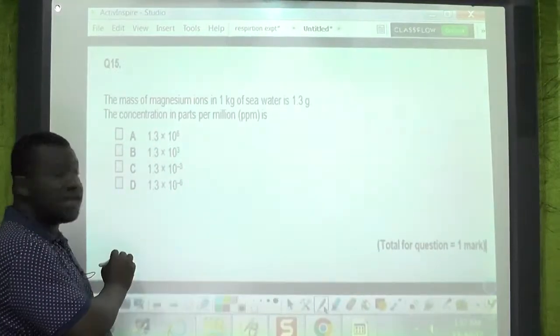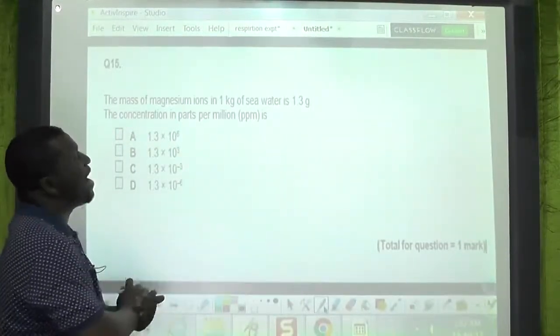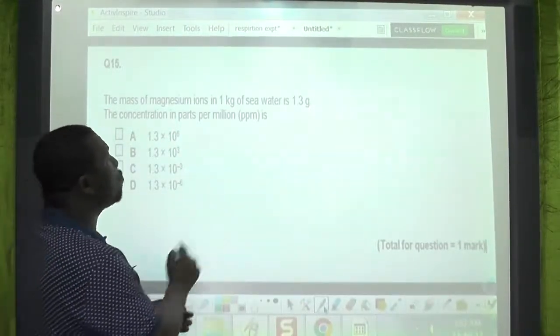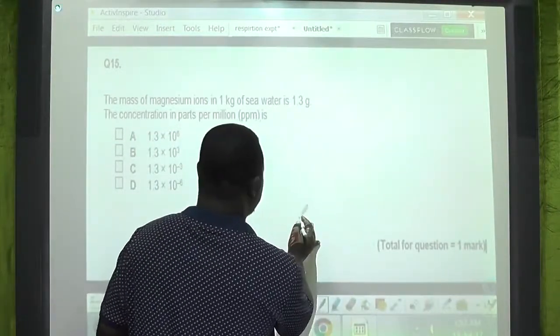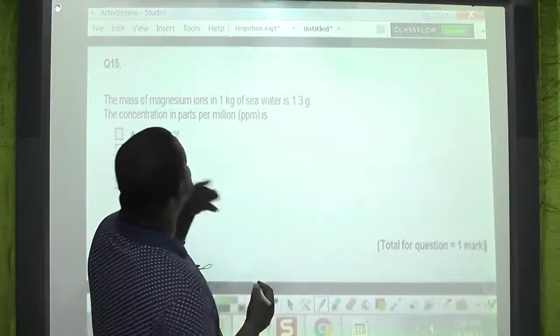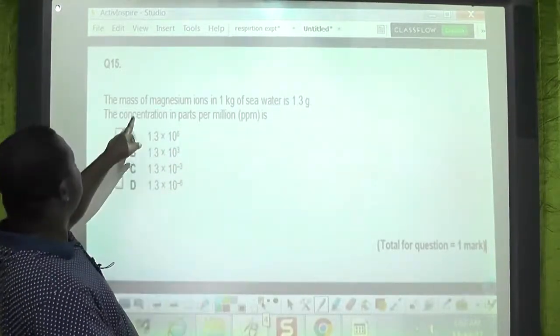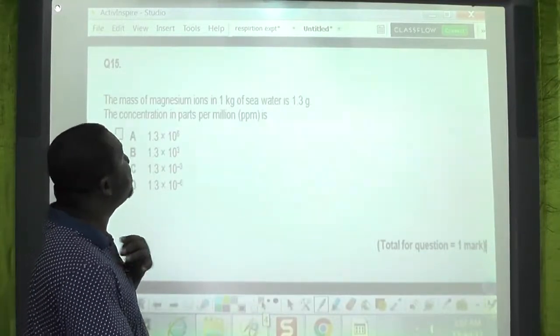Let's go. Now, 15 says, the mass of magnesium ion in 1 kilogram of seawater is 1.3 grams. The concentration in parts per million.